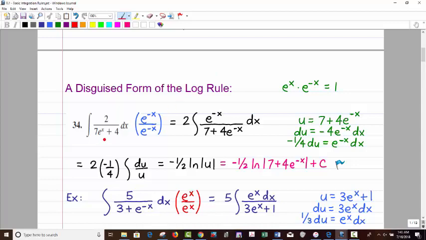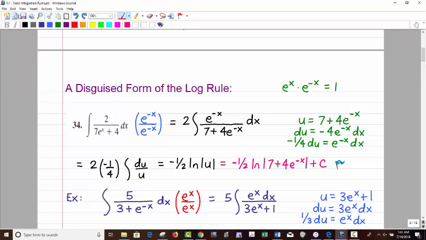2 divided by 7e to the x plus 4. Now, if we had an e to the x in the numerator, it would just be regular substitution. We would let u be the denominator, and then the derivative would give us that e to the x on top. But we do not have that. And this is called the disguised form because we're going to do something to it that's going to make it work that way. It's just not in that form right now.